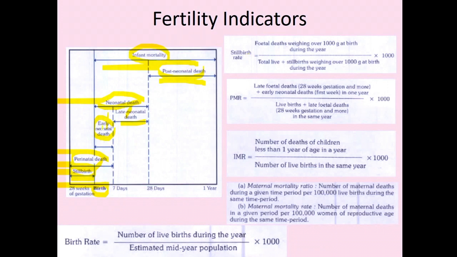So all these formulas include total live births as the denominator, but stillbirth rate and perinatal death rate combine late fetal deaths also in the denominator. So you can witness here. And in IMR, it is the number of deaths of children less than 1 year of age divided by total number of live births. Maternal mortality ratio is the number of maternal deaths during a given period per 1 lakh live births during the same period. Crude birth rate is number of live births divided by estimated total population.